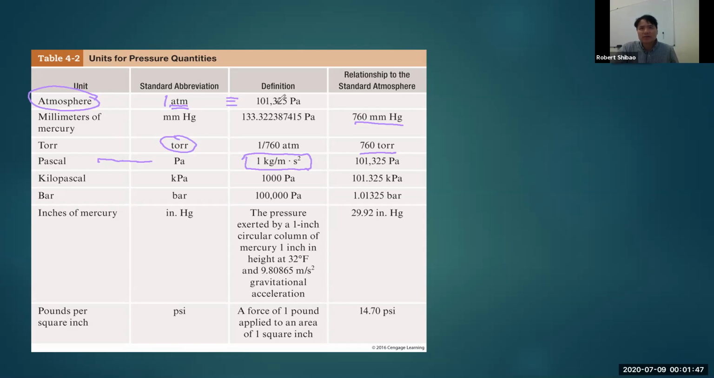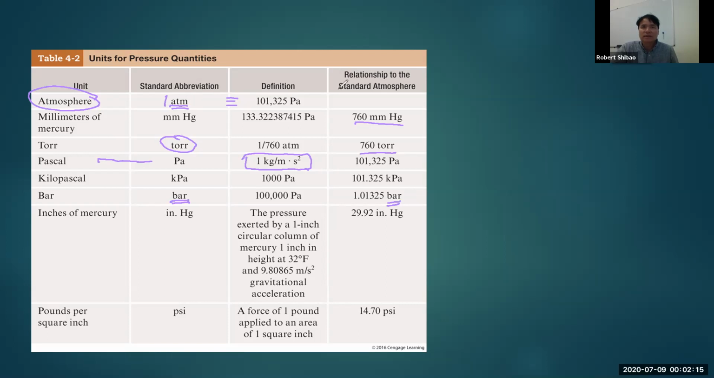101,325 is a hassle, so we like to use kilopascals. It'd be 101.325 kilopascals. But that's still kind of a hassle, so we can use bars instead. A bar is 10 to the 5th pascals. So we can move the decimal 5 places rather than 3, and we get 1.01325 bar. A bar is very common in other countries.